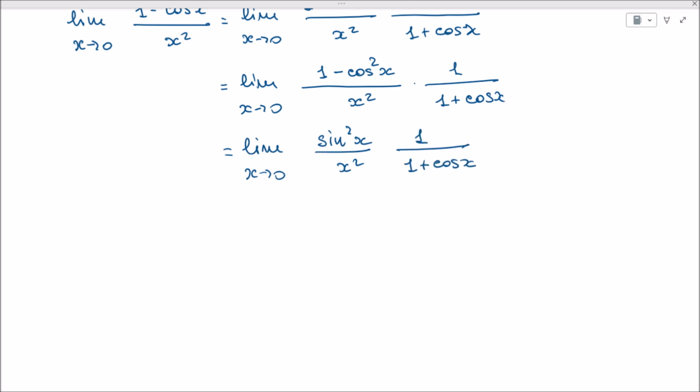But now look at this. Remember that this is nothing else than the square of sine of x divided by x, which we just proved to be something that tends to 1. So this will tend to 1. And when x goes to 0, cosine becomes 1, so this will tend to 1/2. So this finally proves that this limit is indeed 1/2. Okay?